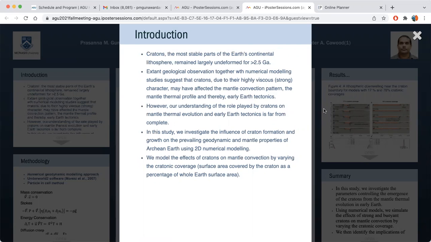However, our understanding of the impact of the cratons on mantle convection is far from complete. Therefore, in this study, we investigate the influence of craton formation on mantle convection and early Earth tectonics. We used two different parameters in this study to identify its impact: cratonic coverage and cratonic growth rates. But in this poster, I will go through the first parameter, that is cratonic coverage. Cratonic coverage is the surface area of the craton with respect to the whole Earth surface area.